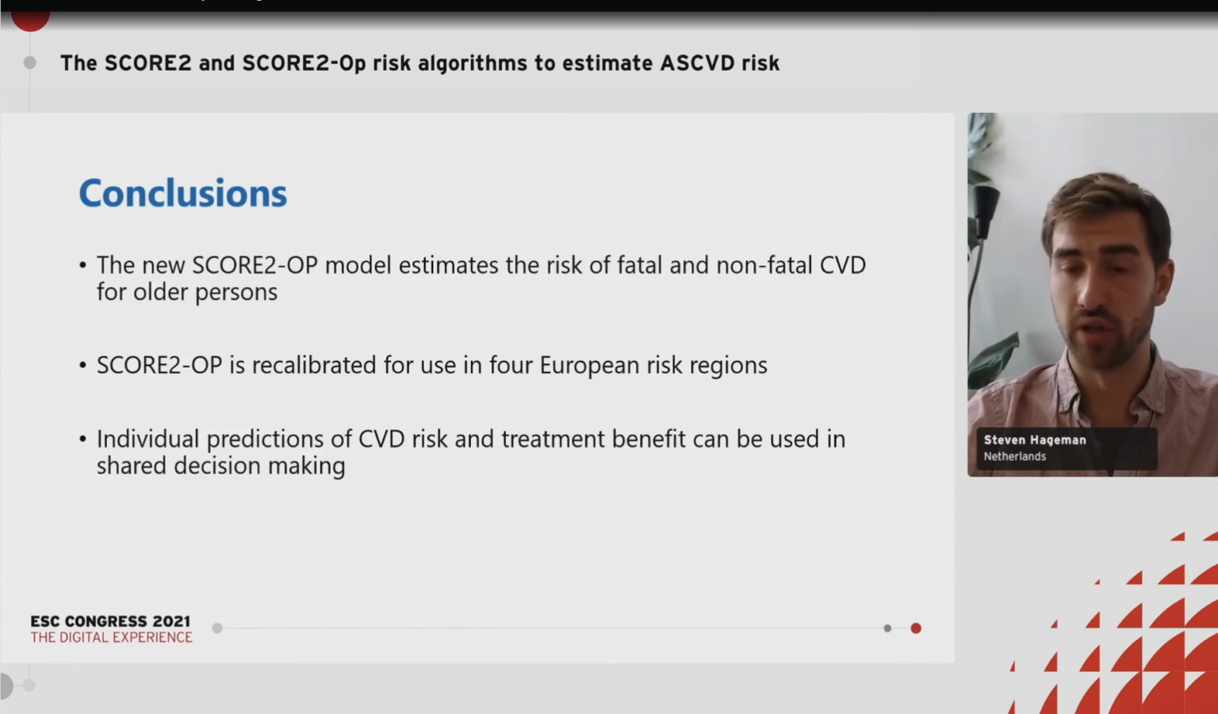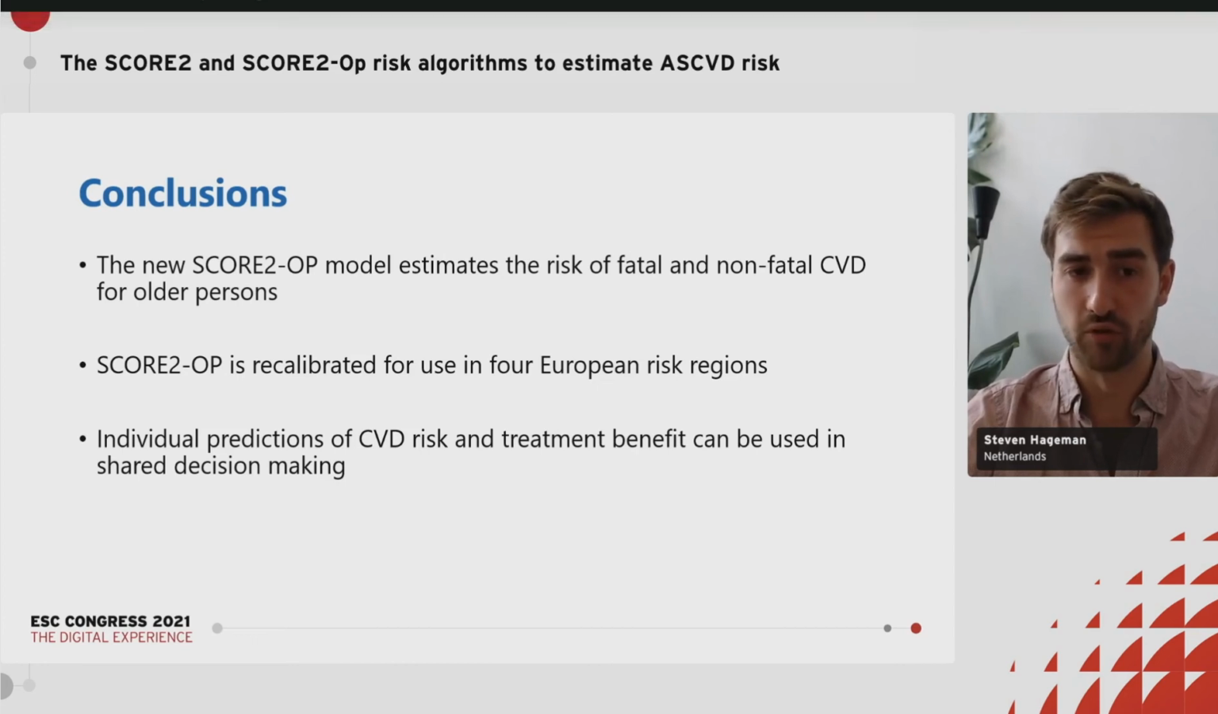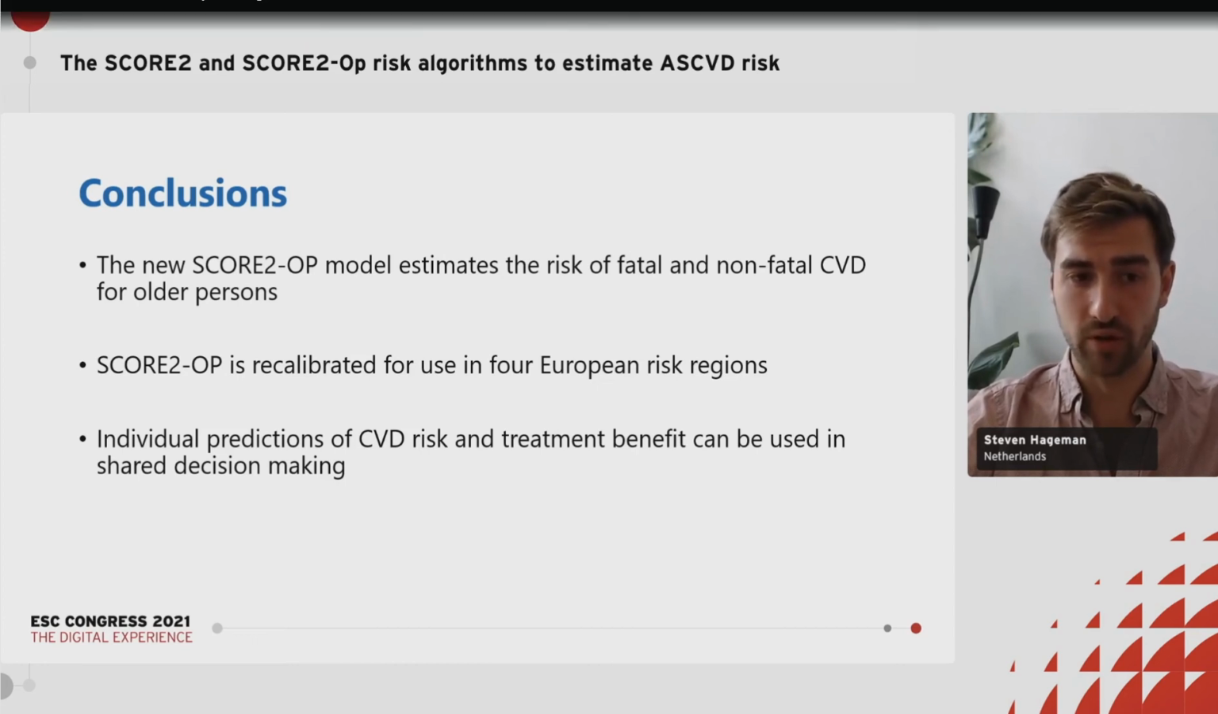In conclusion, the new SCORE2 OP model estimates the risk of fatal and non-fatal cardiovascular disease for older persons, and this model has been recalibrated for use for European risk regions. And individual predictions from the SCORE2 OP model can be used to inform shared decision-making.